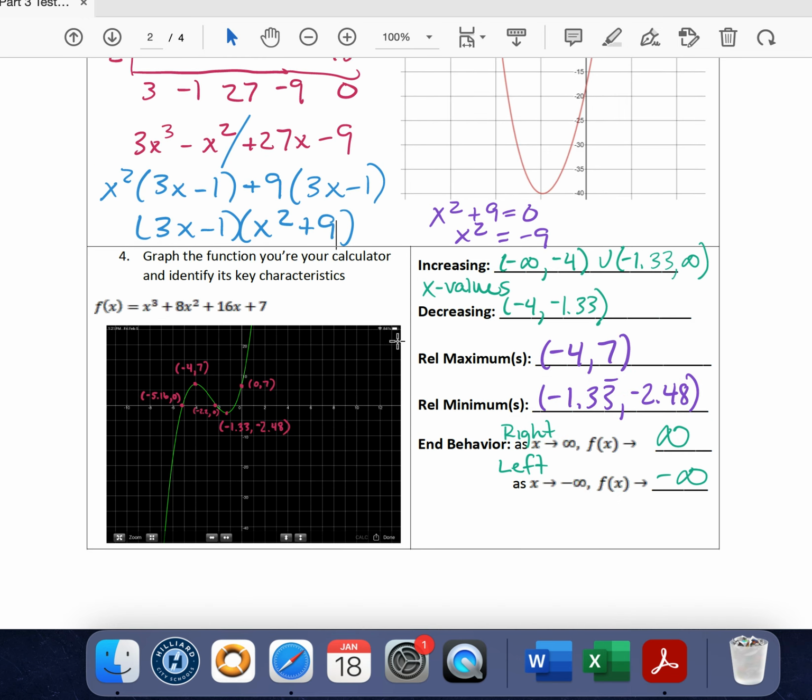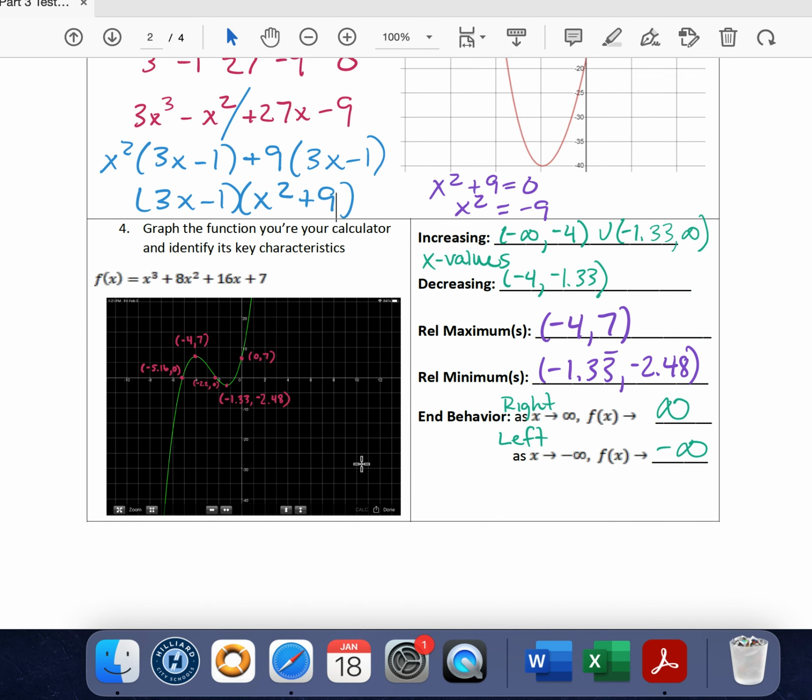Okay. Use the graph, increasing and decreasing. Again, these are given information if you have the graph where it's going to go up and then down and then up. So we have, looks like 3 x-intercepts, 1 y-intercept, a maximum here at negative 4, 7, and a minimum there like negative 1.33 comma negative 2.48. So it's going to be increasing from here to negative 4 and from negative 1.33 to infinity. The only time it's decreasing is when we go from the maximum to the minimum.